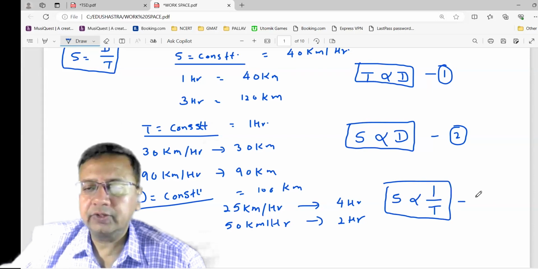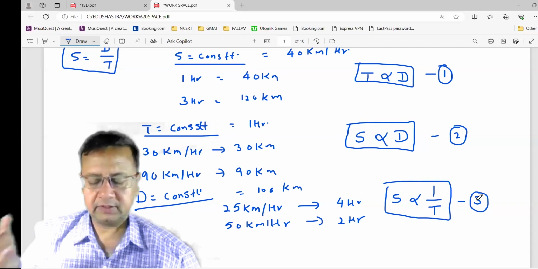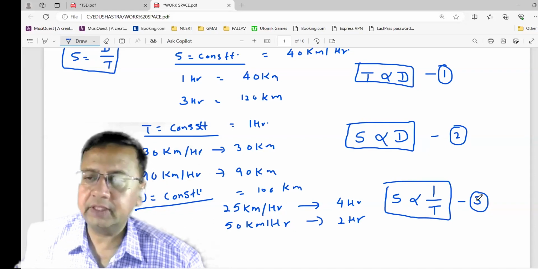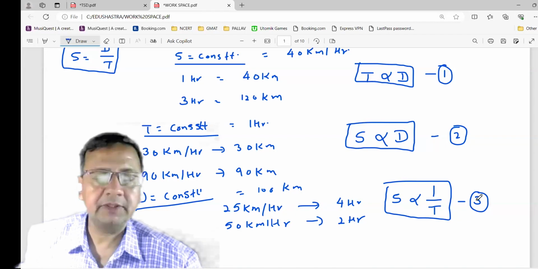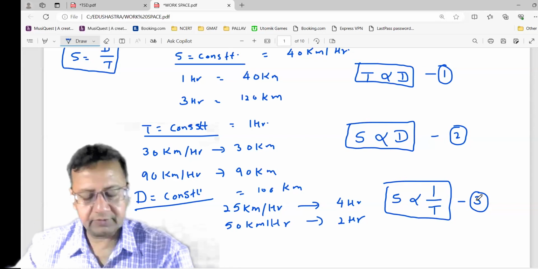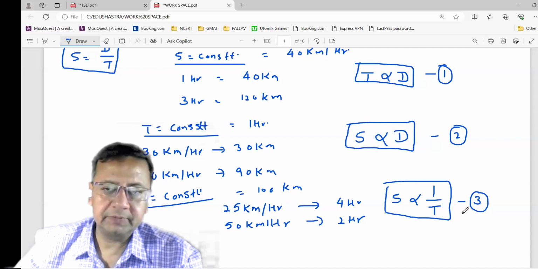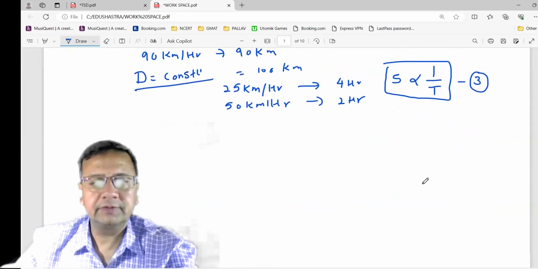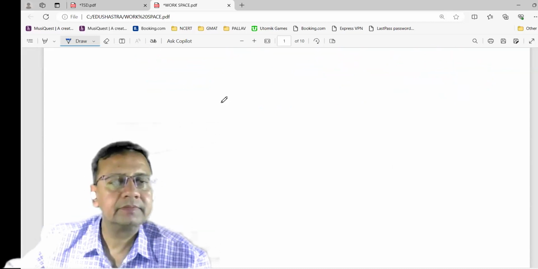So these are the three relations among the three variables. When one is constant, the others vary, right? And this proportionality is very, very important if you are solving questions based on time, speed, and distance. Because questions will not be based on formula, questions will be based on proportionality, right? So moving further.